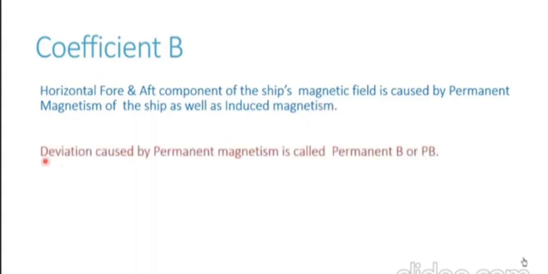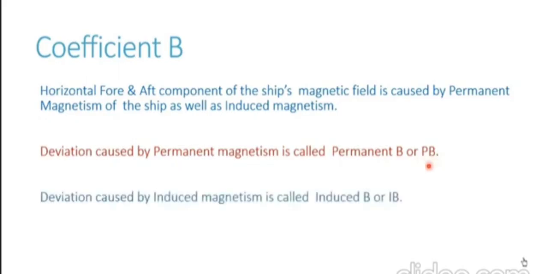The part of coefficient B generated by permanent magnetism is called permanent B, or in short PB, Papa Bravo, and that part of the coefficient B which is generated by induced magnetism is called induced B, or in short form IB.